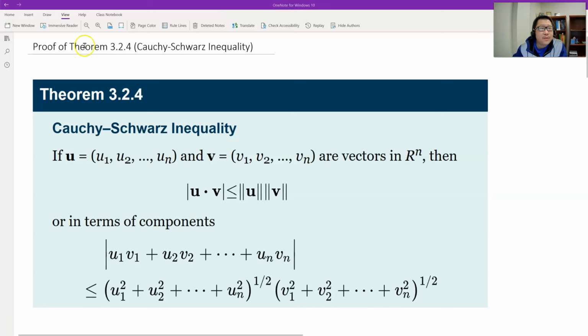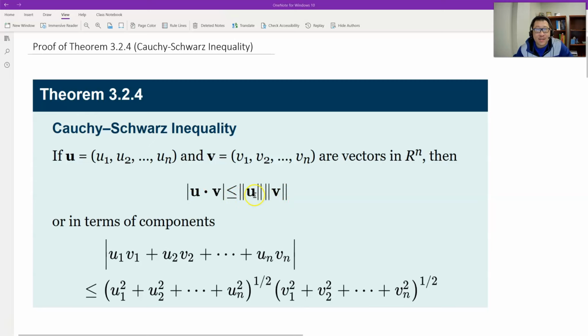In this video, let's prove Theorem 3.2.4, which is the Cauchy-Schwarz Inequality. The Cauchy-Schwarz Inequality is the foundation of the angle that we will define in n-space. Imagine this is a fundamental theorem, and the inequality is like this. In n-space, the dot product can be controlled by the product of the norms, the distances.